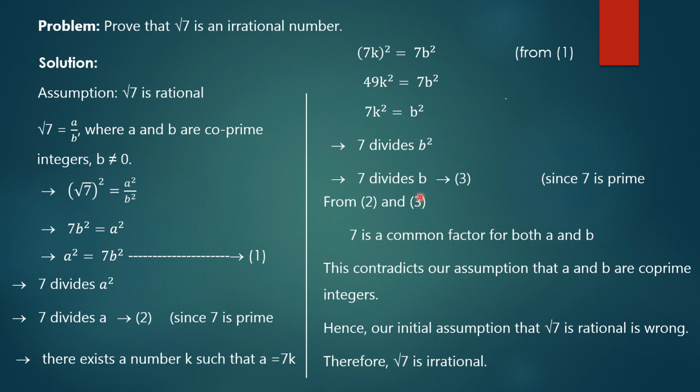Now from 2 and 3: from 2, 7 divides a, and from 3, 7 divides b. That means 7 is a common factor for both a and b. This is not possible because a and b are co-prime integers. This contradiction we got. That's why our initial assumption that root 7 is rational is wrong. Root 7 is rational is wrong means root 7 is irrational.